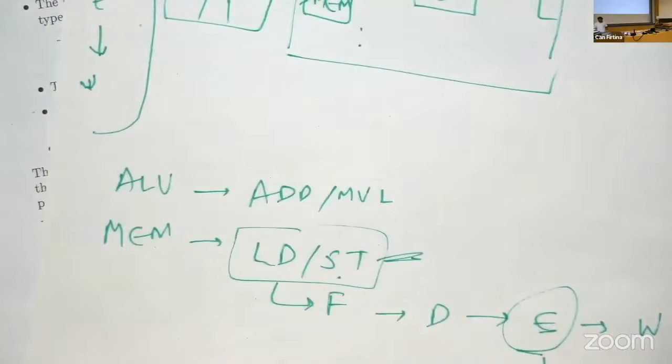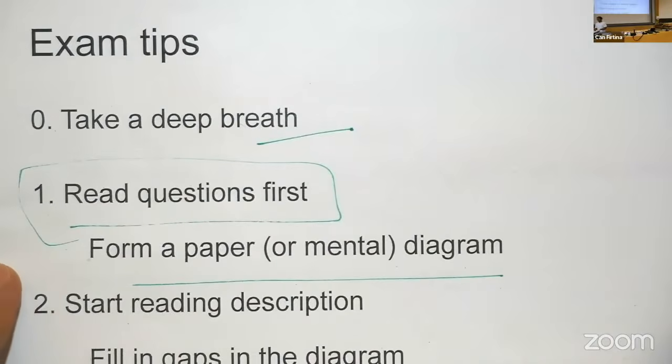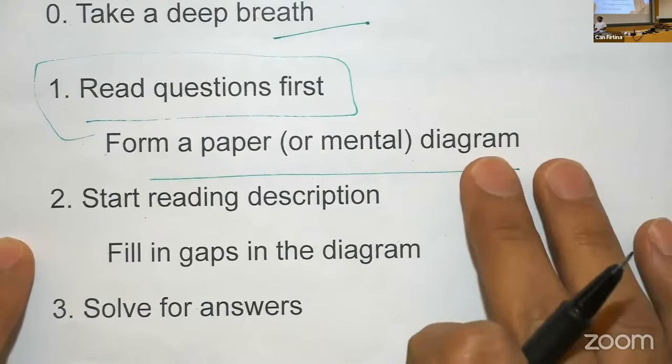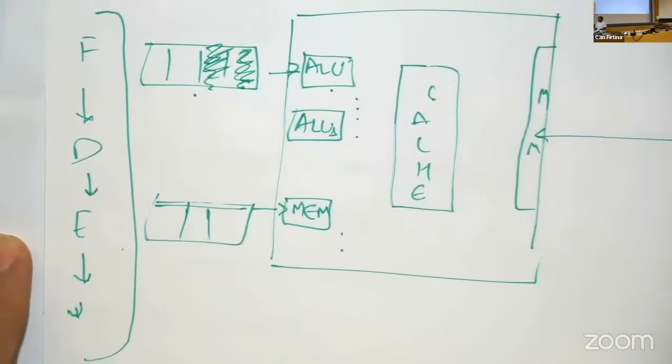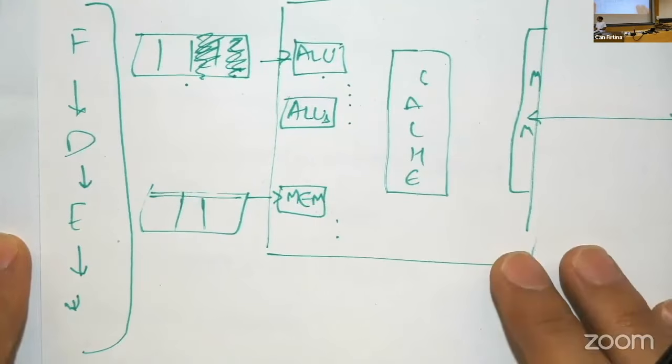All right, so that brings me to an end to this question. Now, once again, I'll quickly repeat the tips. Take a deep breath. Read the questions carefully. Read the questions first. Form a mental diagram so that you understand what's happening. An image really helps you visualize. If you can visualize it, then you can solve it.